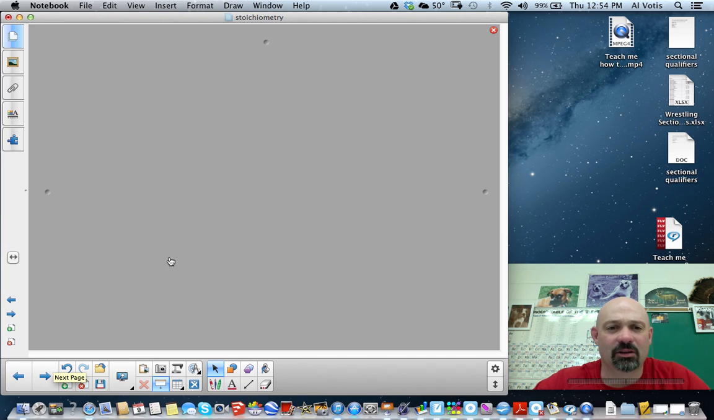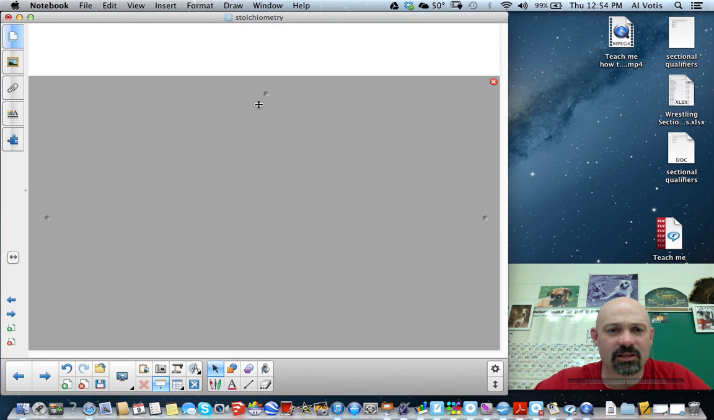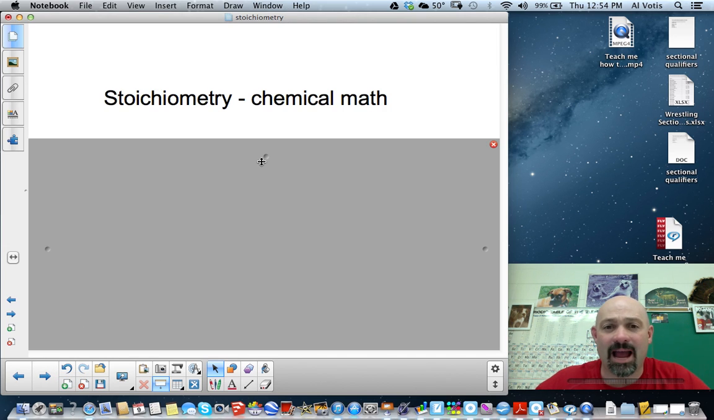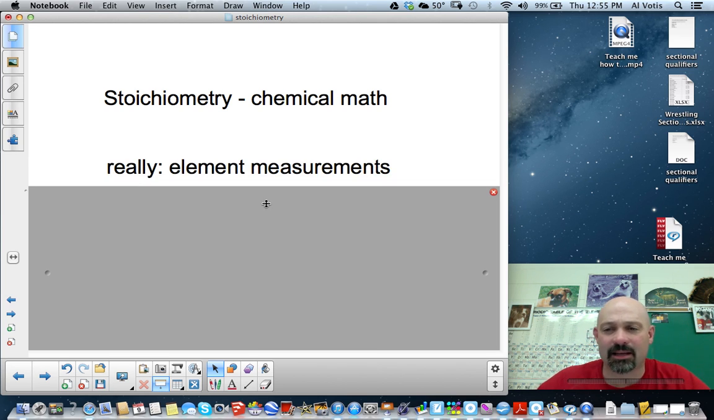As we take a look at stoichiometry, the first thing that we're going to find out is that the way I define stoichiometry is chemical math. It's how we can use math and chemistry to make certain predictions about reactants and products. In reality, the word comes from the Greek meaning elements, stoicheion, and metri for measurements. So we have element measurements is what we're talking about when we're looking at stoichiometry.